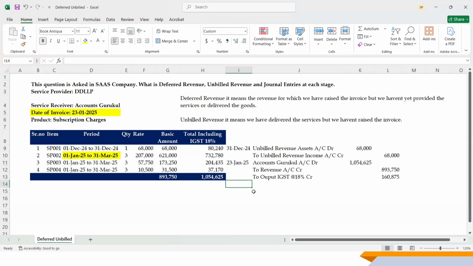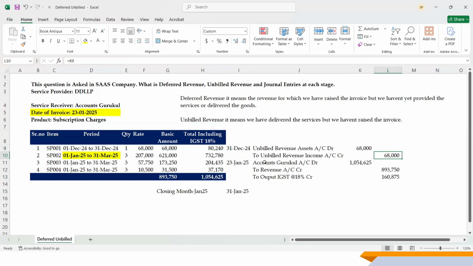Now, when it's coming to the R2R, again, when we are closing the month of Jan 25, on 31st of Jan, the first entry you have to do is, as per the unbilled revenue as on 31st of December, you already have the unbilled revenue asset account debit to unbilled revenue income account credit. That's the 68,000.